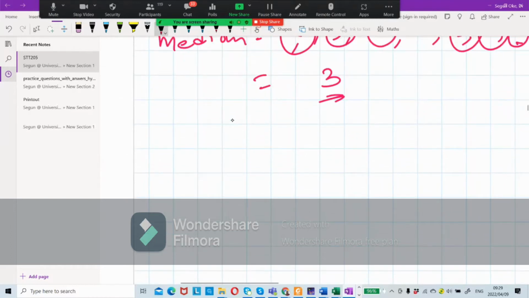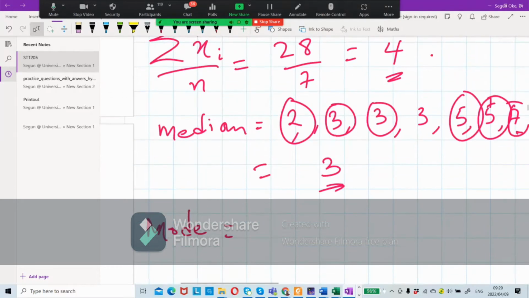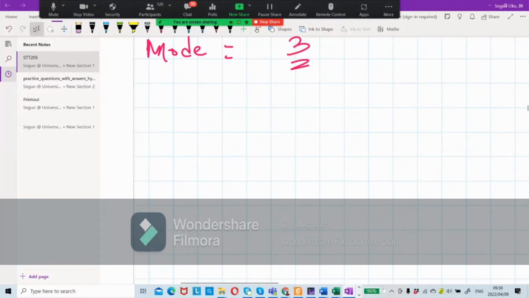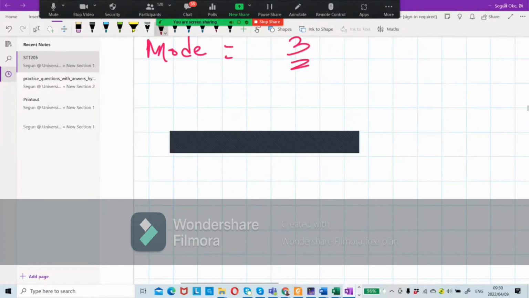Then for the mode, the mode is the frequency, the occurrence, the number that occurs most. Which number occurs most in this case? We have the highest appearance. It is 3. That's the mode.